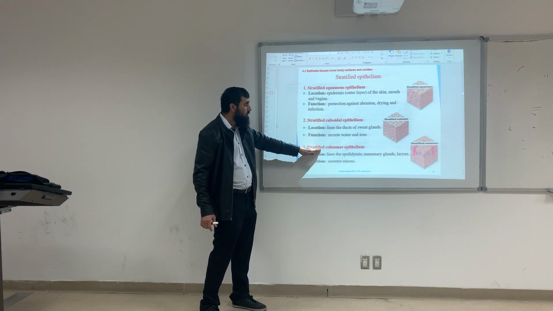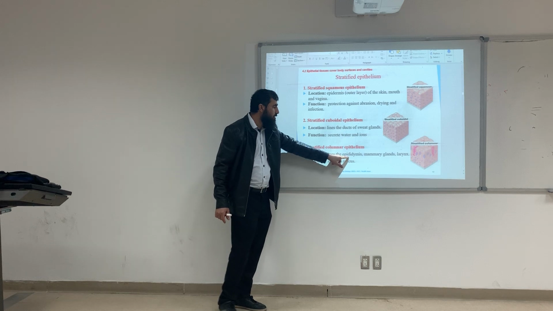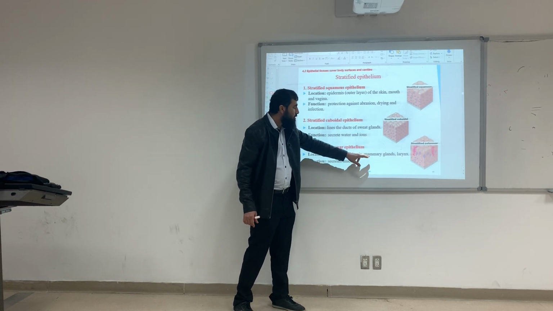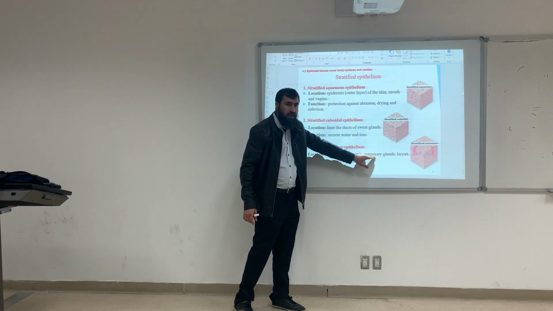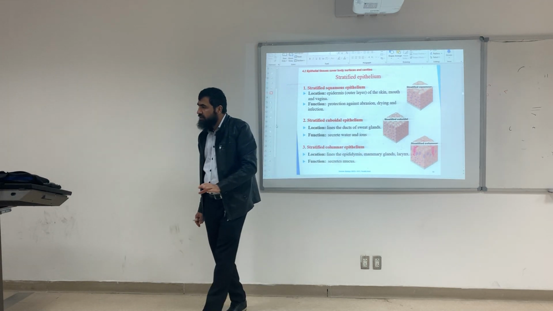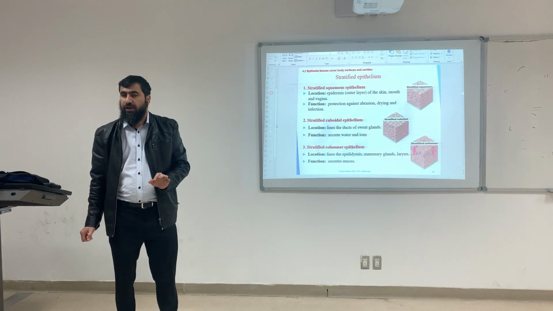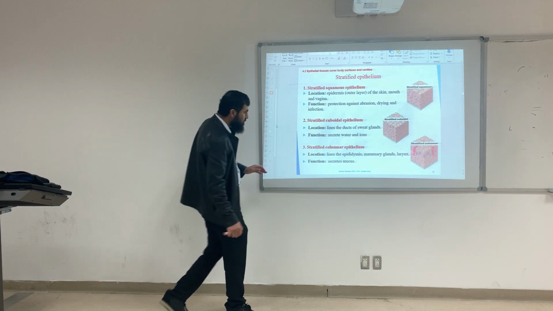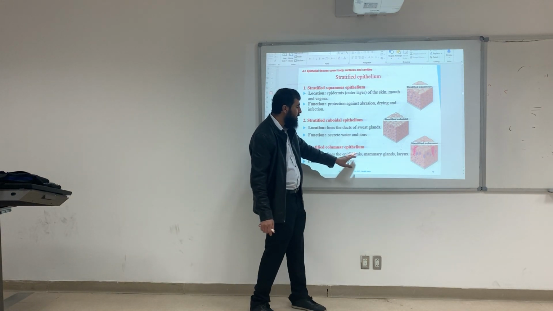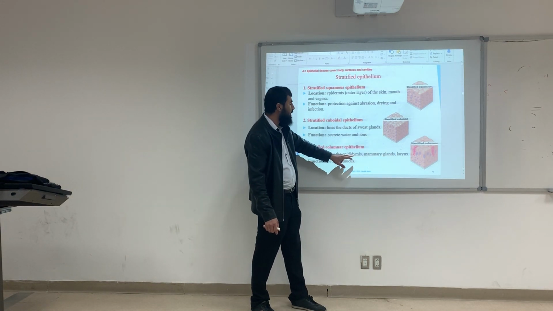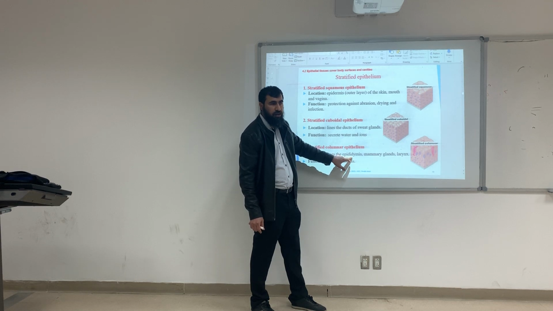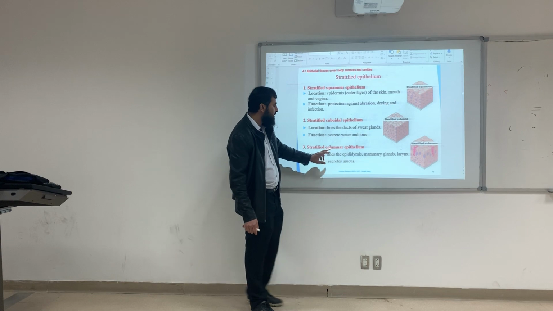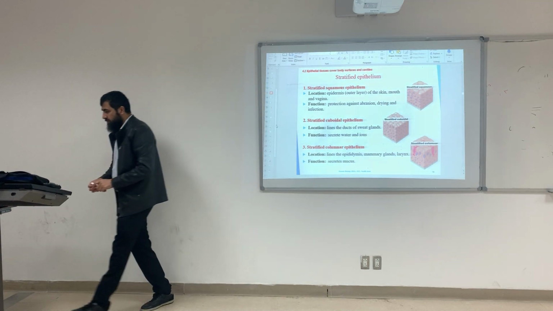Stratified columnar epithelium, you find it in the epididymis, in mammary glands, and in the larynx. In mammary glands, they act as exocrine glands, secreting milk. In the larynx and in the epididymis as well, they secrete mucus. So that's where you find stratified columnar epithelium.